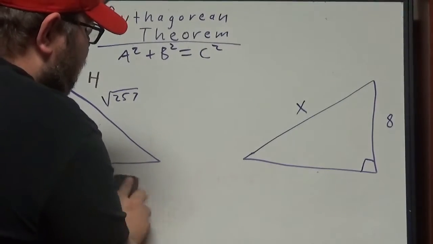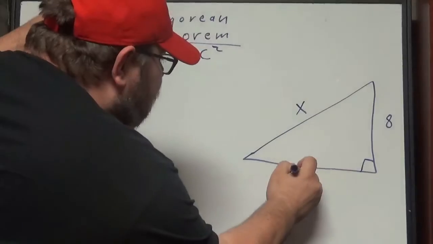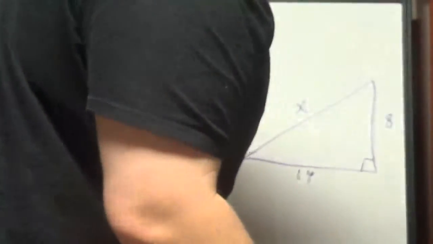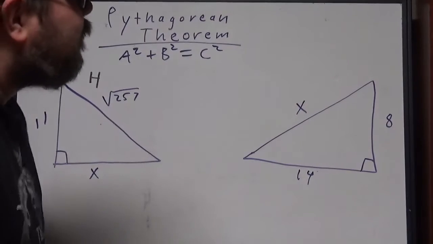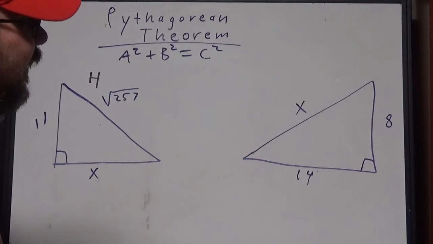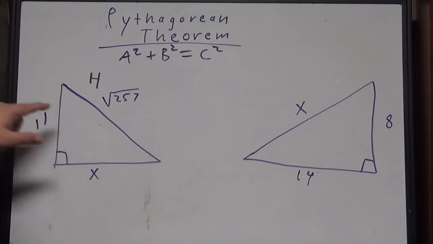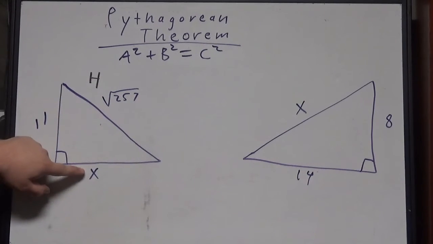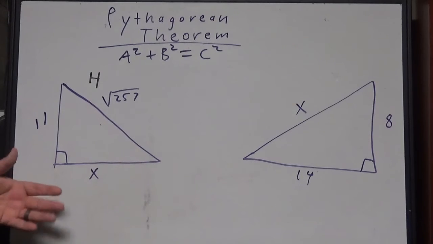And I erased one of the numbers. I believe that was a 14. I got it off of our assignment, so let me make sure I put the right number down. It was a 14. Good. Okay. So we just saw on the first problem what happens when we are solving for x as a leg, we're finding the length of one of the legs.